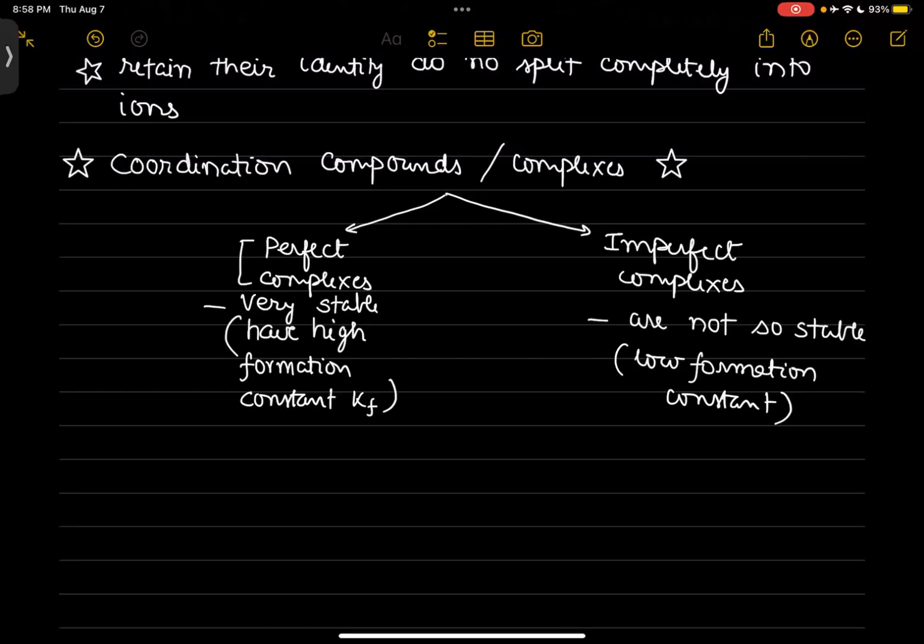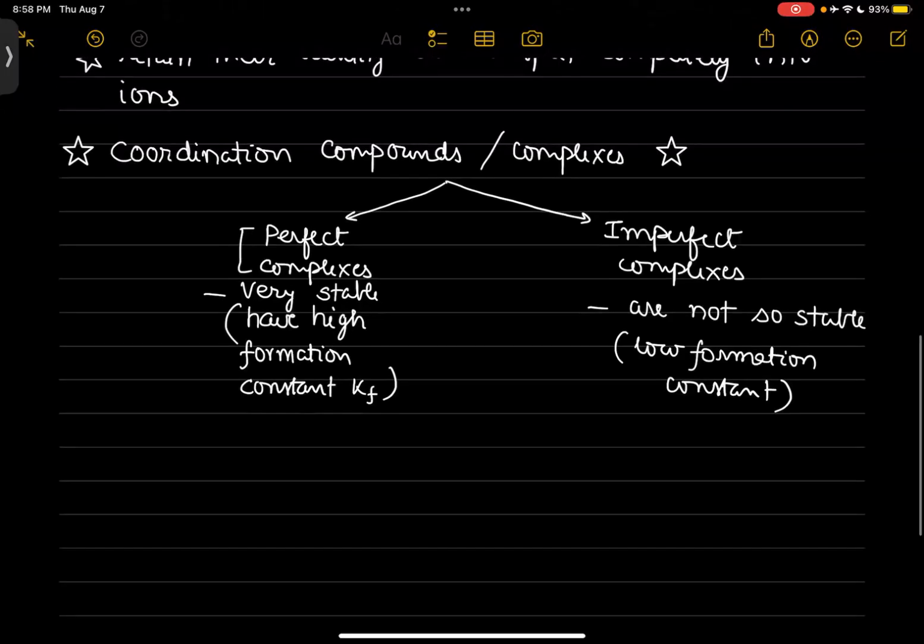These are not so stable, and they have low formation constant. Okay. Equilibrium constant for the formation is low. Got it? Is it clear or not? Got it? Any doubts?